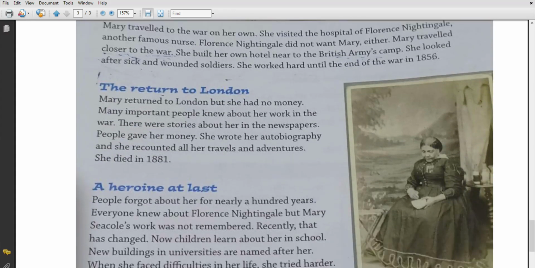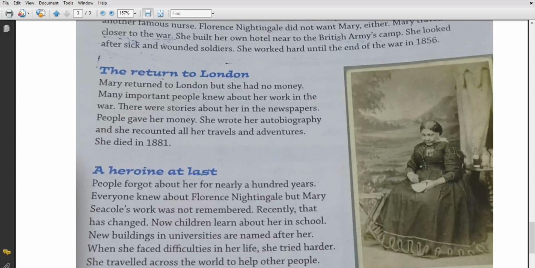Now, the return to London after the war finished. Mary returned to London, but she had no money. Many important people knew about her work in the war. There were stories about her in the newspaper. People gave her money. As we said, she was well known. But she had no money. But people gave her money.